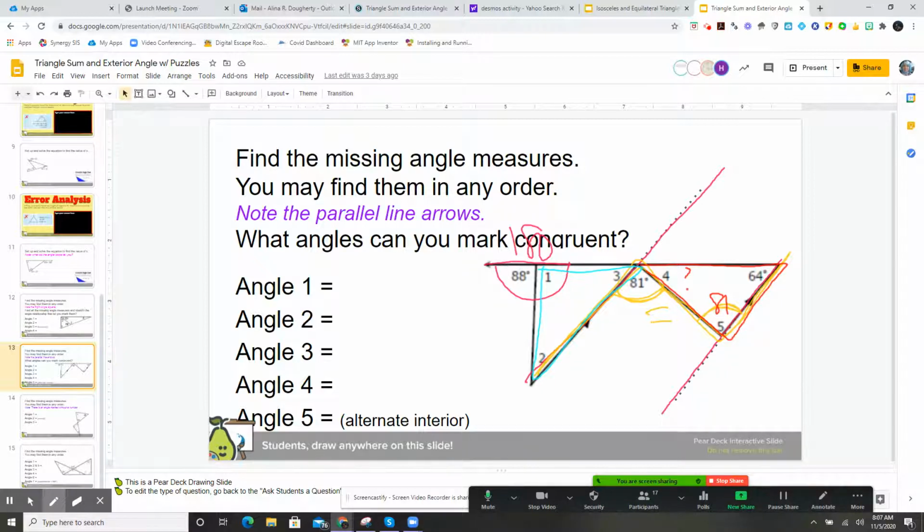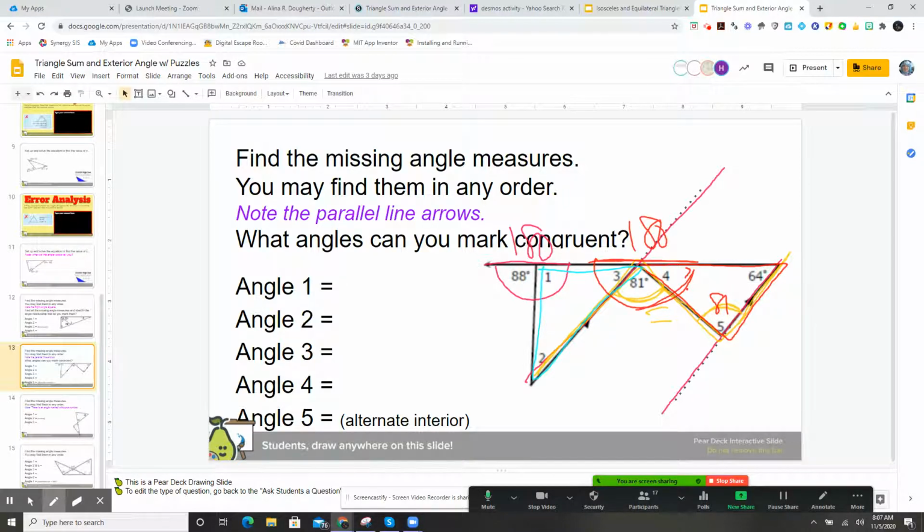Every triangle adds up to 180. So I can find angle 4, and then these 3 angles make a straight line, so they're also going to add up to 180. Guys, this is the way to attack these puzzles.